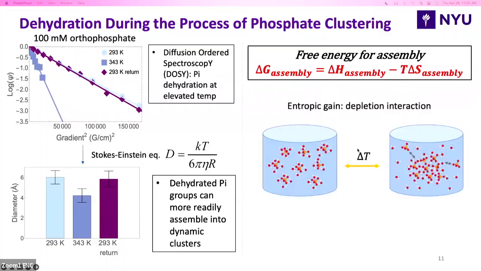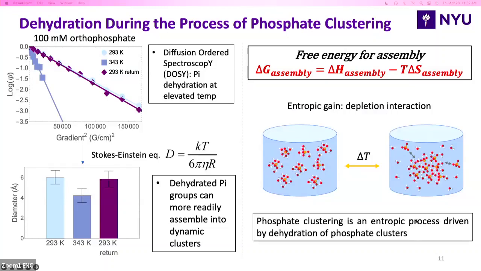And the possible source of the entropic gain is depletion interaction. So the depletion interaction is a kind of attractive force that exists between large particles suspended in a dilute solution of smaller particles. In this process, the small particles are preferentially excluded from the vicinity of the large particles, allowing the network interactions that give rise to the formation of the larger clusters. Therefore, the results we got suggest that the phosphate clustering is an entropic process driven by the dehydration of phosphate clusters.